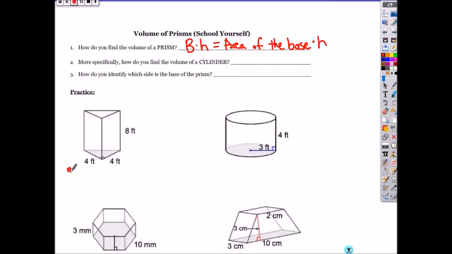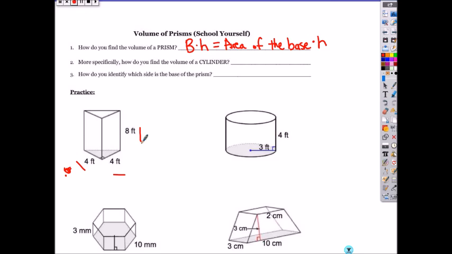Do you guys know how to find the area of a triangle? Yes. And you multiply by the height. Some of you guys always think, oh, when you see a prism, you multiply length times width times height. Not always, unless it's a rectangular prism.